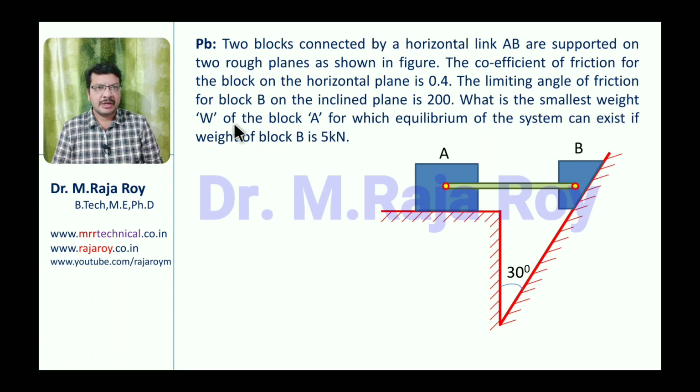What is the smallest weight W of block A, which will keep the system in equilibrium if the weight of the block B is 5 kilonewtons?